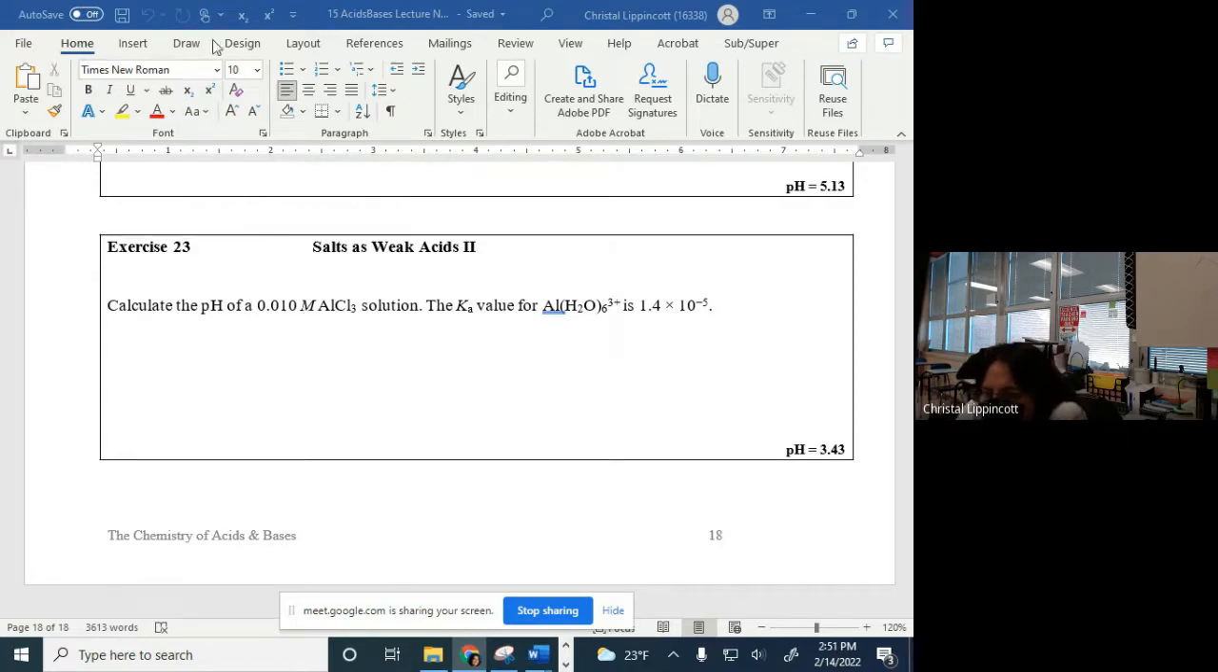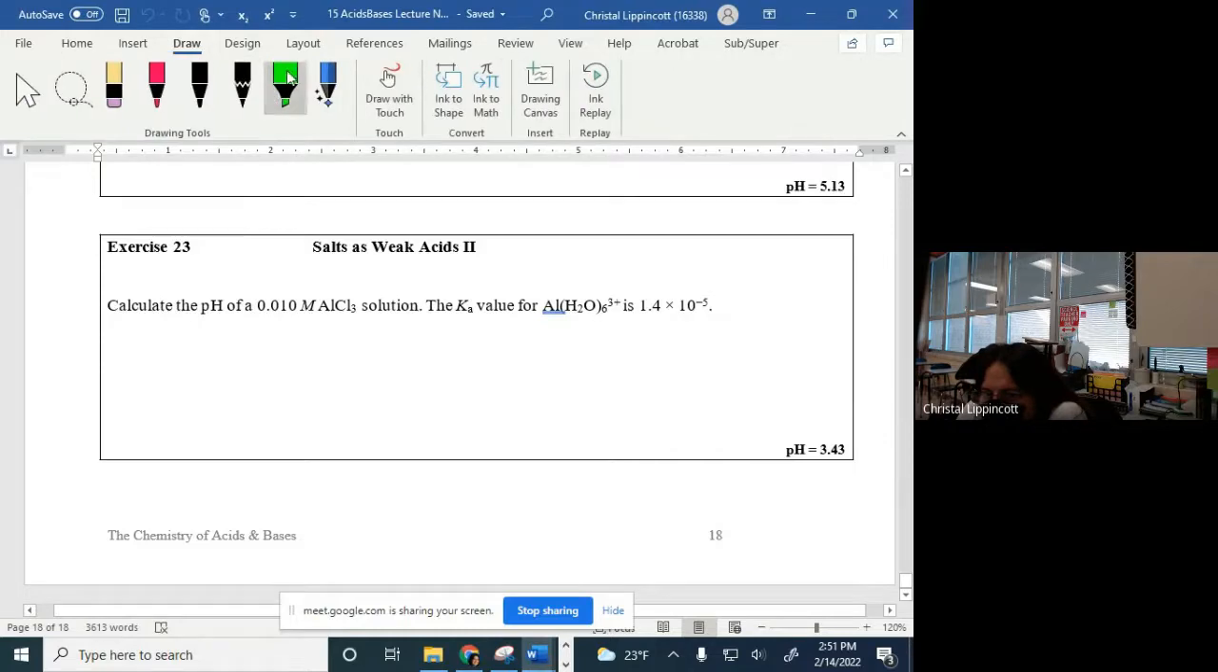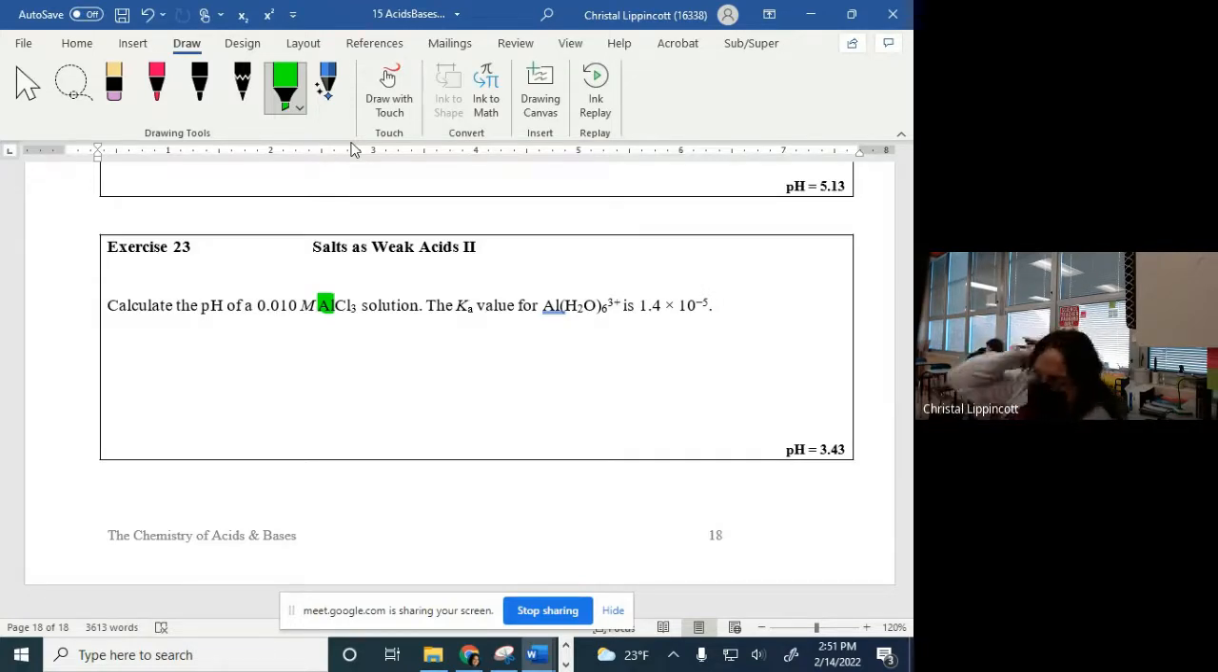We talked about these guys and how when we look at them, we have to figure out which one's going to end up being a strong and which one's going to be weak. And it's the weak that we want to focus on. The strong is here. So we're going to focus on this aluminum.